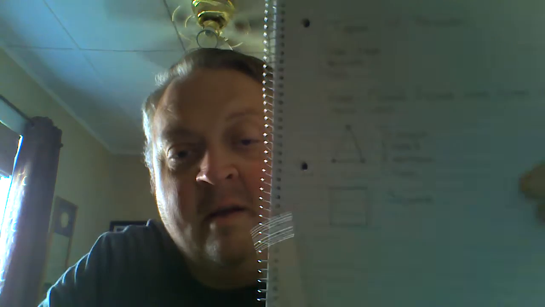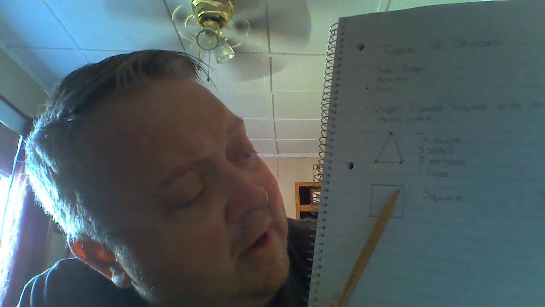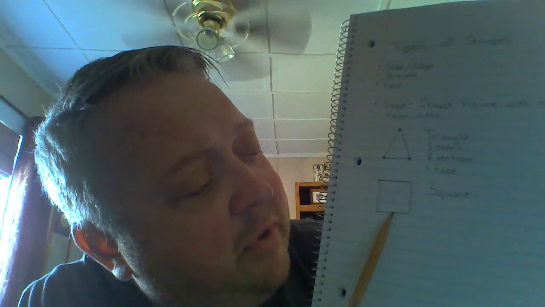S-Q-U-A-R-E. All right. And so when we look at a square, how many sides do you see? Well, let's look here. If I look really good, easy, I've got 1, 2, 3, 4. So we know that is a four-sided figure. A square has four sides, and we know that they are equal. So I have four sides that are equal in length.